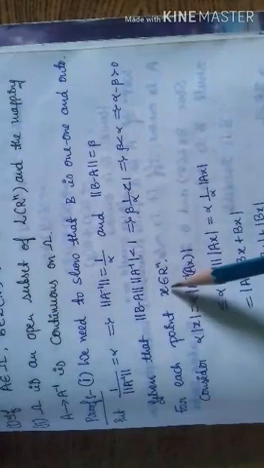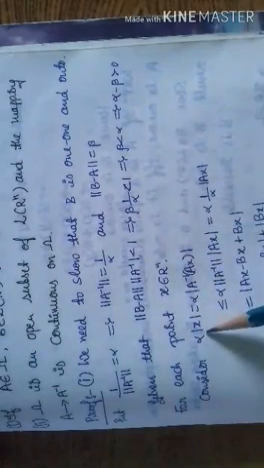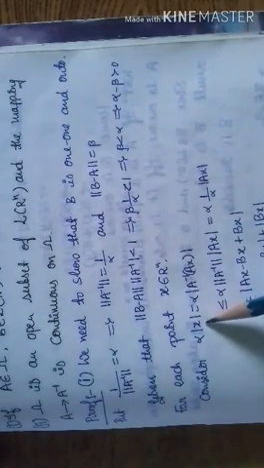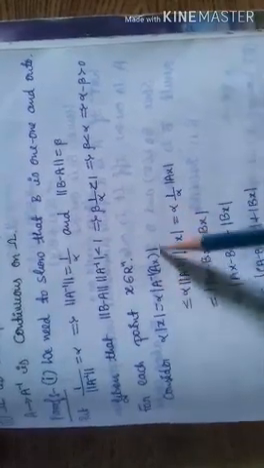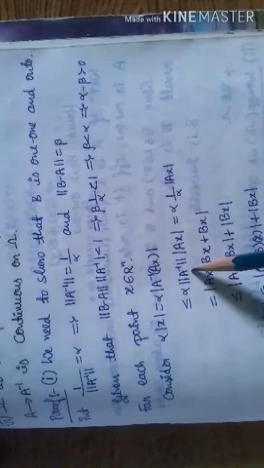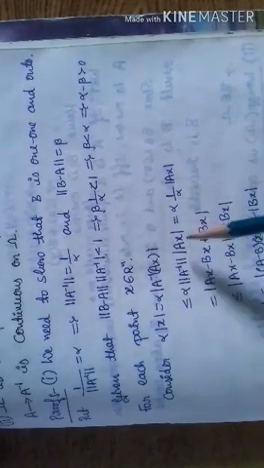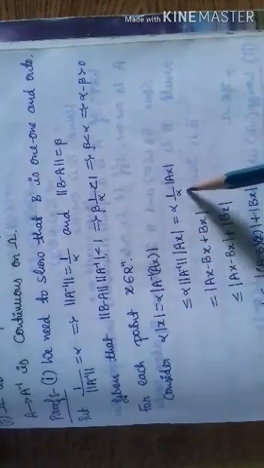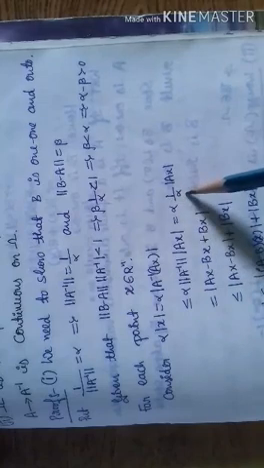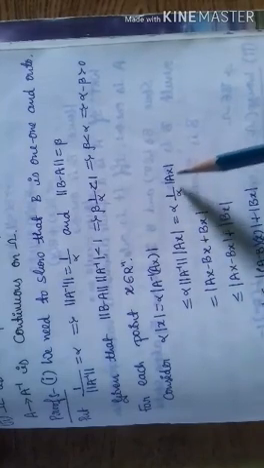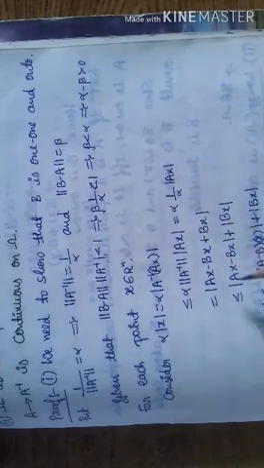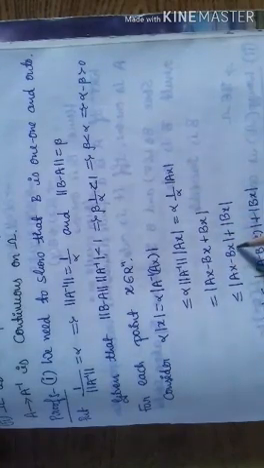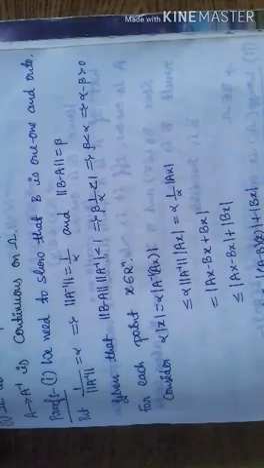For each point x belongs to Rn, consider alpha into mod x. x can be written as A inverse of Ax. Again, this value is less than or equal to norm A inverse into mod Ax. This value is 1 by alpha, so alpha gets cancelled, remaining is mod Ax. Again, adding and subtracting Bx, this value is less than or equal to mod Ax minus Bx plus mod Bx.